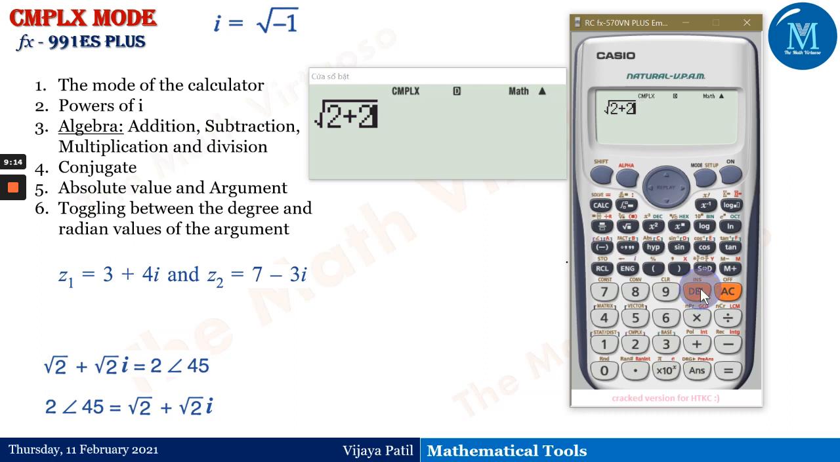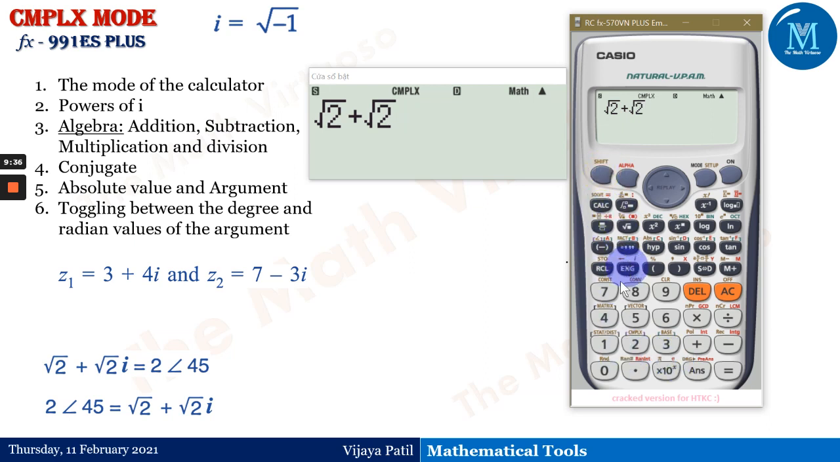Therefore, I need to go back and delete this. After entering this 2, I need to press this key, so that now it is saying that under the square root sign contains only 2. The next number is not under the square root sign. Plus square root of 2. Again, I need to put this because I don't want i under the square root sign.